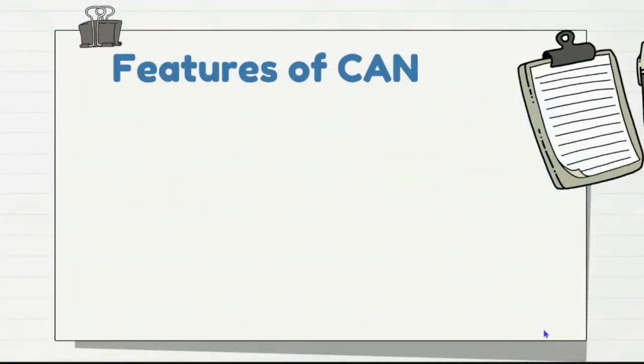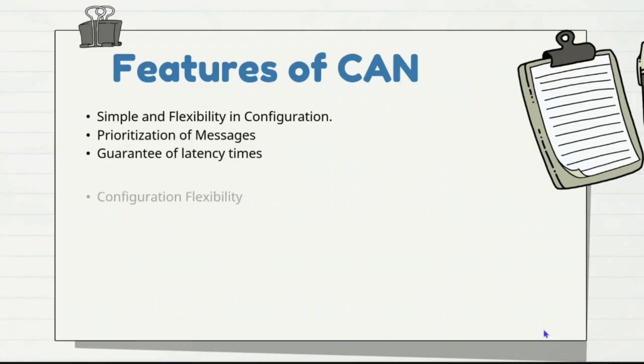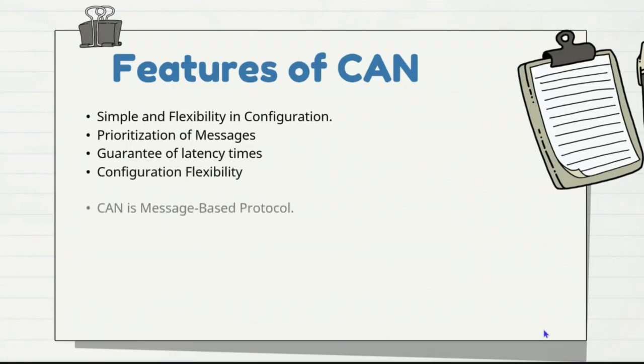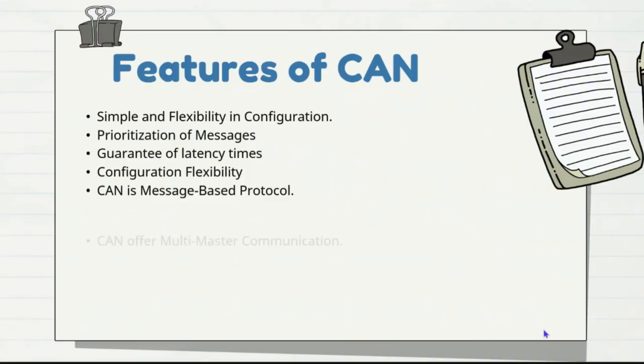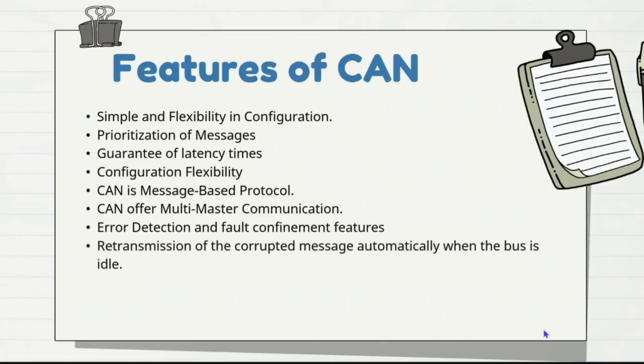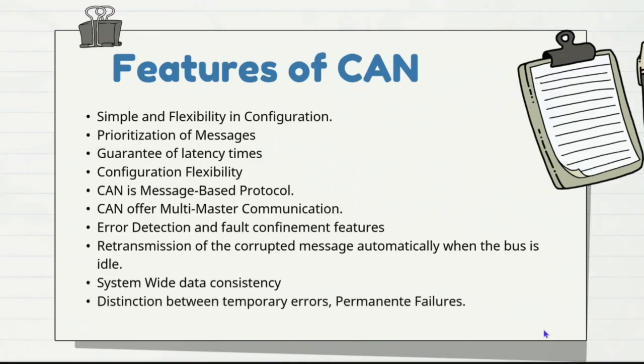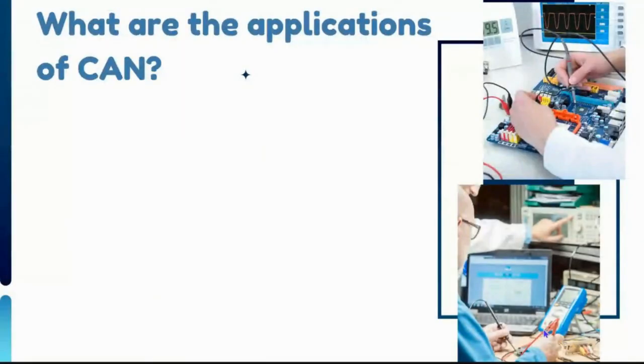What are the features of CAN? It is simple and flexible in configuration and prioritization, with guaranteed latency time. It is a message-based protocol. It is a multi-master communication, and error detection and fault confinement are easy. Corrupted messages are retransmitted automatically when the bus is idle. It has system-wide data consistency, distinction between temporary errors and permanent failures, and autonomous switching off of defective nodes.